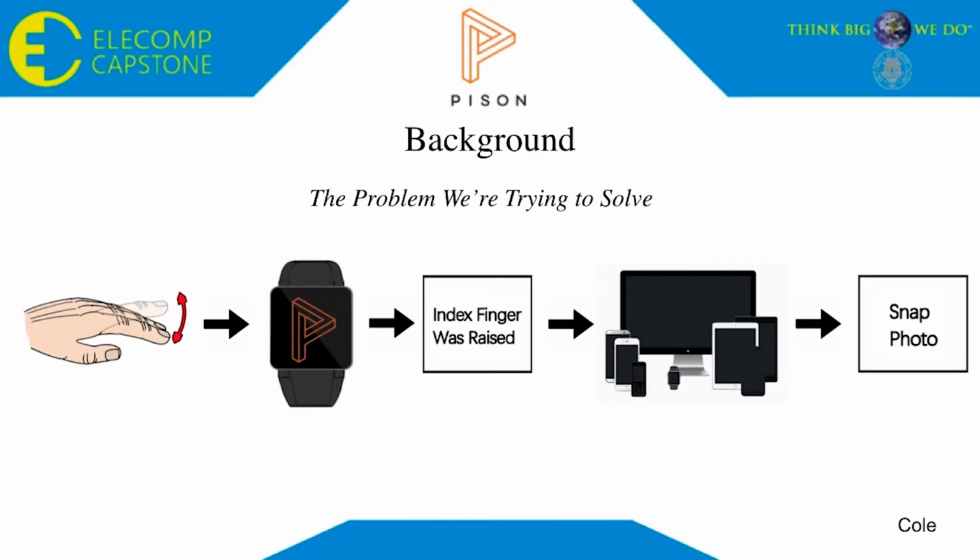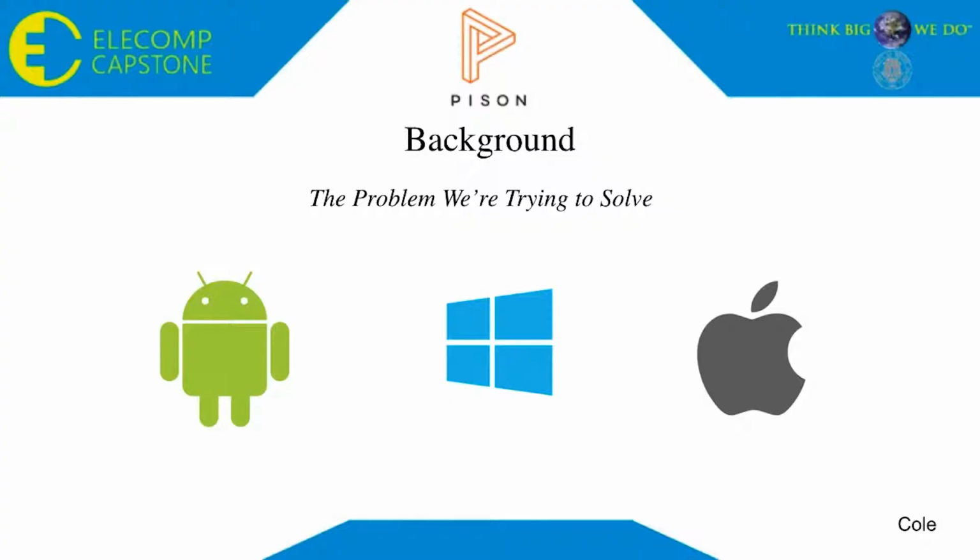So before talking about our project motivation, I'm first going to discuss the problem that we're trying to solve. So this is Pison's current workflow. The user makes a hand motion, which is detected by the sensors inside of the Pison device. It then identifies which motion was made and sends that information over a Bluetooth connection to a remote device. From there, it performs the desired task based off of the information that it received.